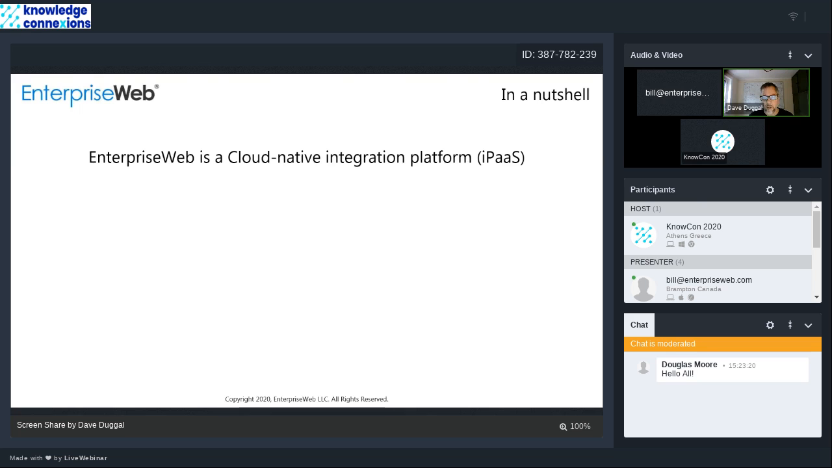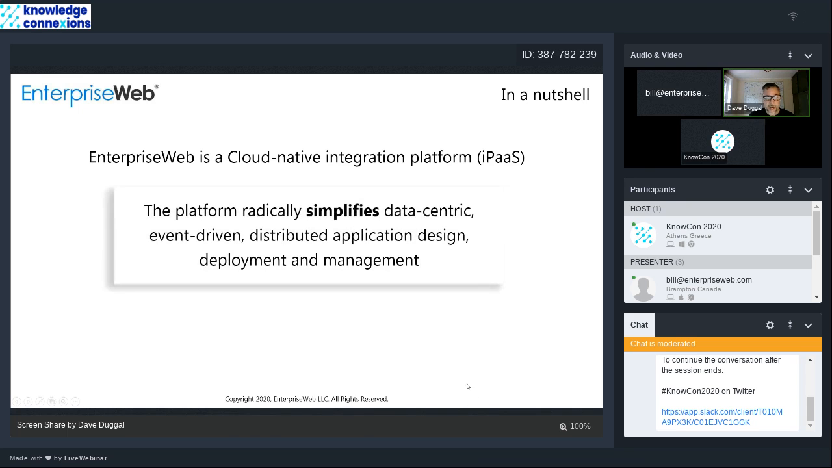EnterpriseWeb is a cloud-native integration platform, iPaaS. So we're not a graph knowledge base. We have one. We incorporate a graph knowledge base. It is a part of our overall solution, but we would describe ourselves as a cloud-native integration and automation platform. The iPaaS category has been broadly conceived as incorporating a lot of message-oriented middleware in a new modern cloud-native context. And the point of EnterpriseWeb, and why it's relevant to the graph communities, is to radically simplify data-centric, event-driven distributed application design, deployment, and management.